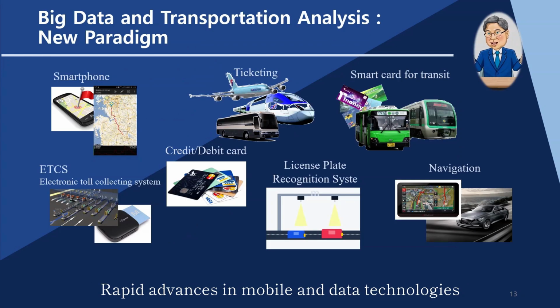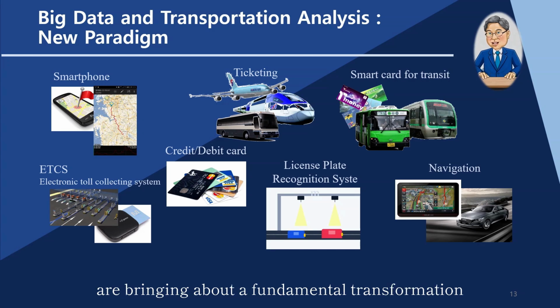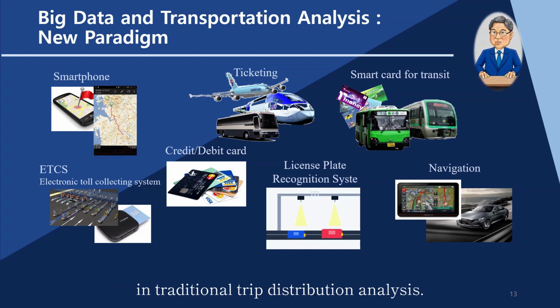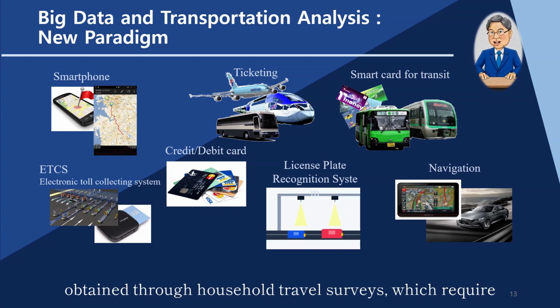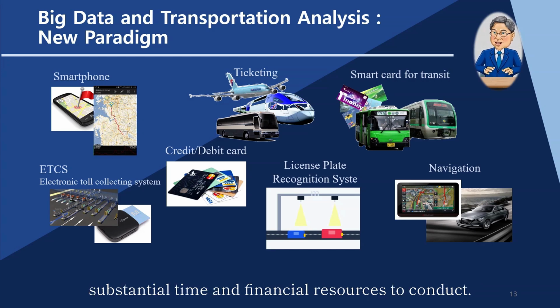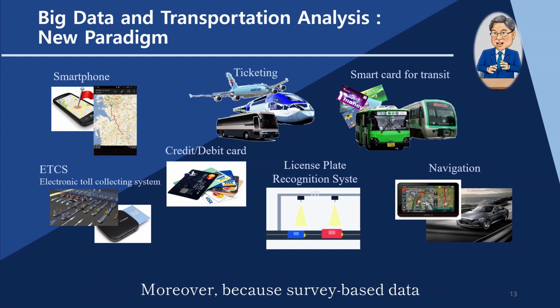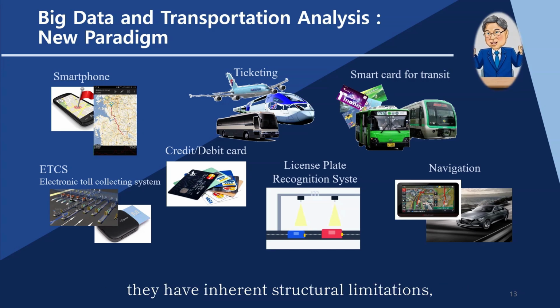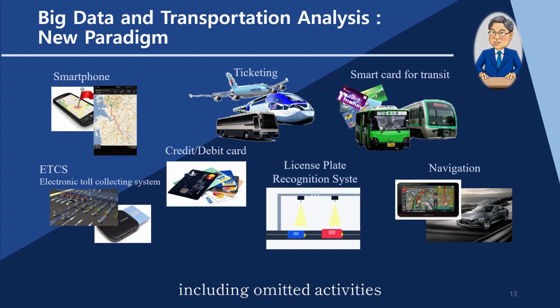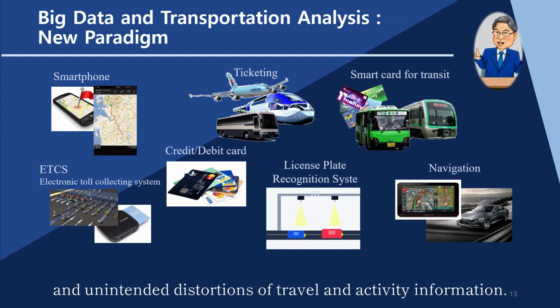Rapid advances in mobile and data technologies are bringing about a fundamental transformation in traditional trip distribution analysis. Historically, trip distribution has relied on sample-based data obtained through household travel surveys, which require substantial time and financial resources to conduct. Moreover, because survey-based data depend on respondents' memory and self-reporting, they have inherent structural limitations, including omitted activities and unintended distortions of travel and activity information.